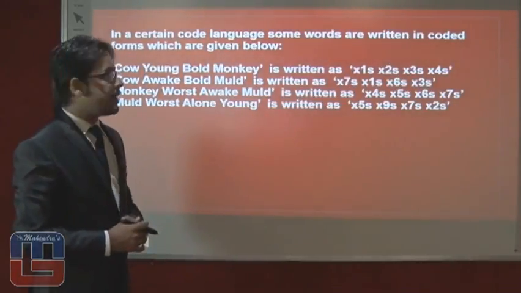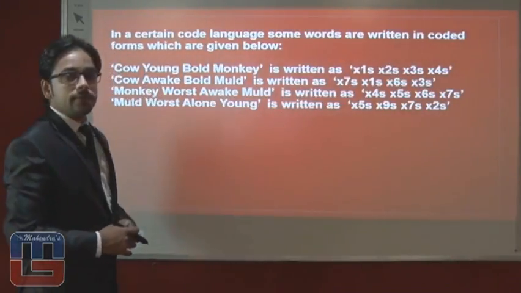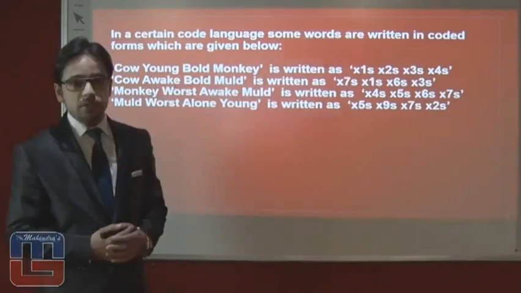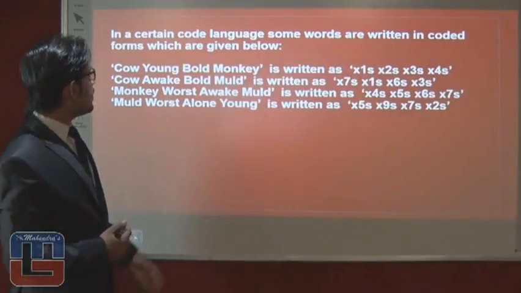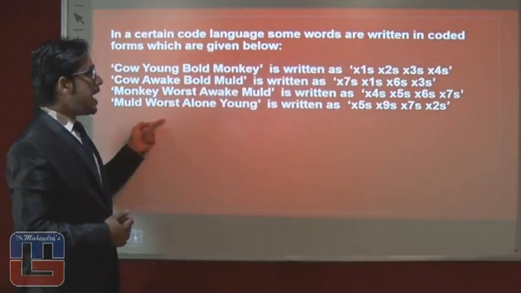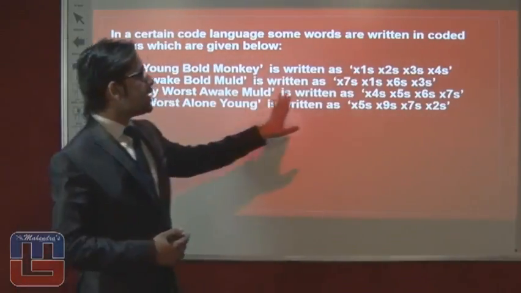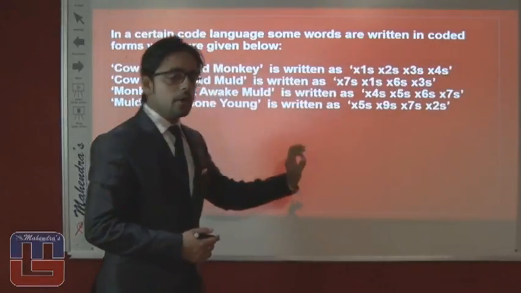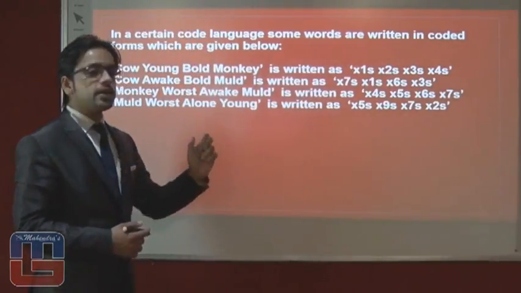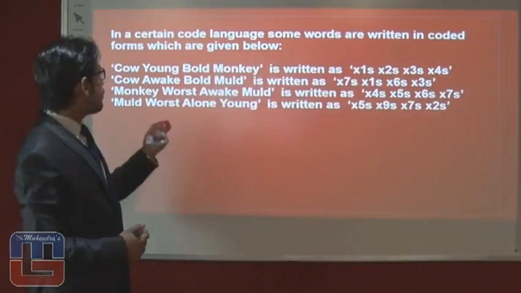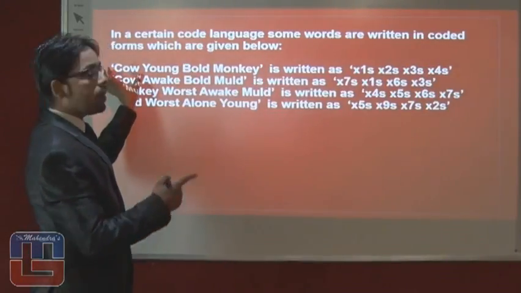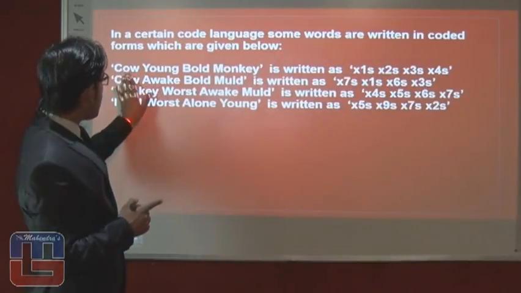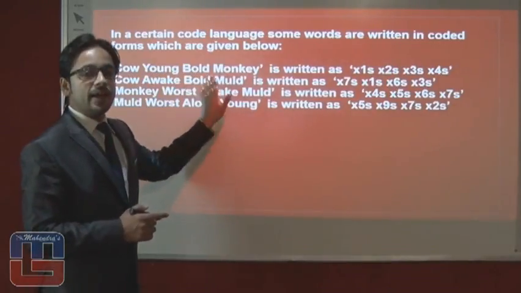In this question, you can see four statements written, and each of these statements will be asked from this topic in your examination. Certain codes are given for each of the words. You have to identify the appropriate word for the appropriate code. You have to find the exact code for cow, young, bold, monkey, and so on.